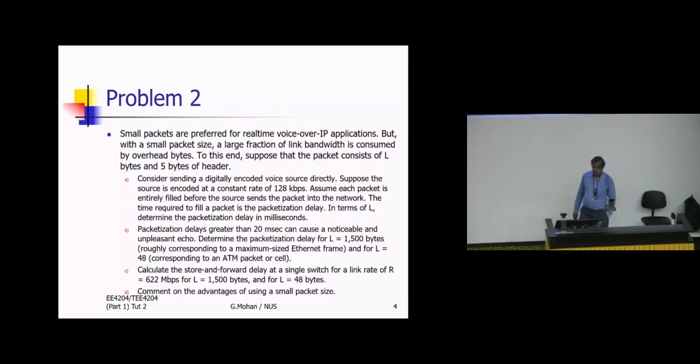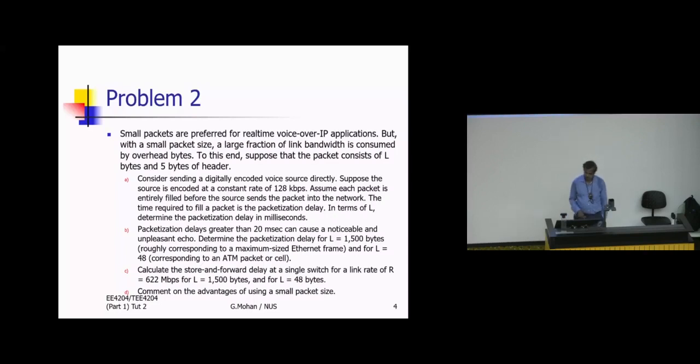Problem number 2. Small packets are preferred for real-time VoIP, that is voice over IP applications, because that's what nowadays we do, right? We don't use the real landline telephone. So mostly we use internet for speaking, right? Even at home, when you subscribe to the broadband service, usually they give phone service free, because that consumes very small bandwidth compared to the 1 Gbps or 500 Mbps data rate which you have at home. So this is with respect to that application, but this is also a continuation of problem number 1.